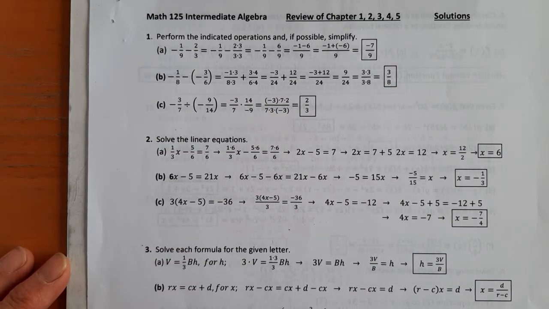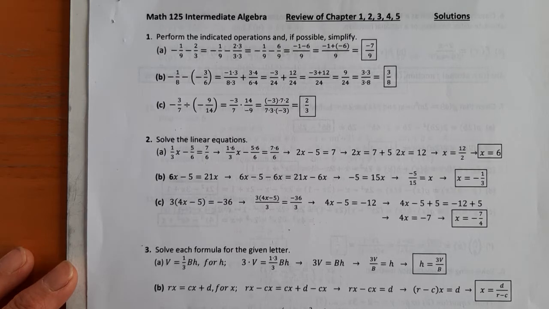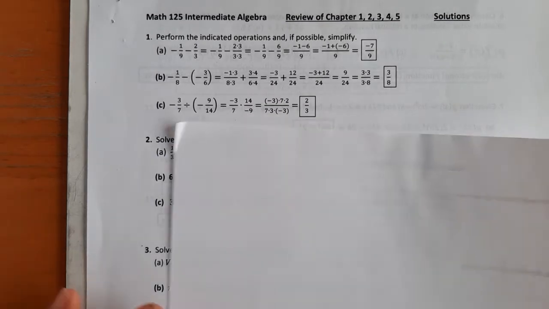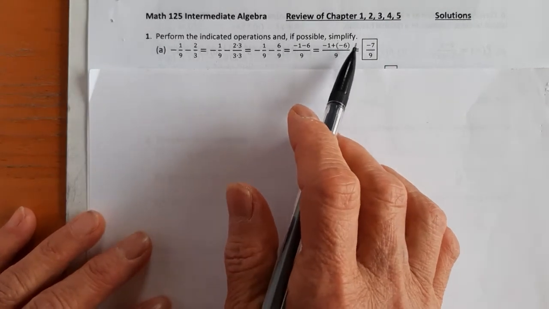This is the Math 125 Intermediate Algebra. Today we are going to review Chapter 1 to Chapter 5. First question, perform the indicated operation if possible and simplify.